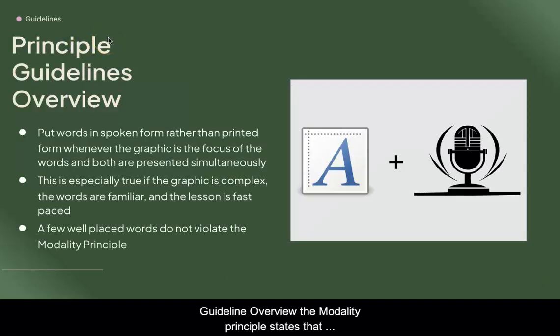Principle guideline overview. The modality principle states that words should be put into spoken form rather than printed text whenever a graphic is the main focus. These graphics can be animations, videos, or a series of static frames. The modality principle is not an ironclad rule, however. For example, a few well-placed words related to the graphic being presented do not violate the modality principle. In the next slides, more exceptions to come.